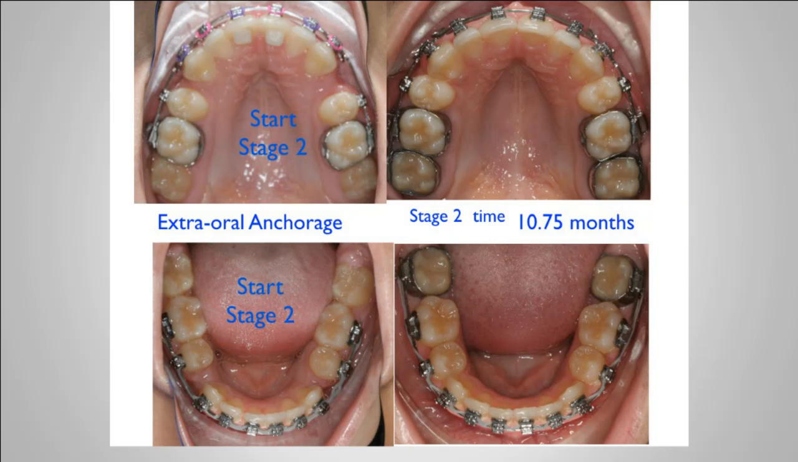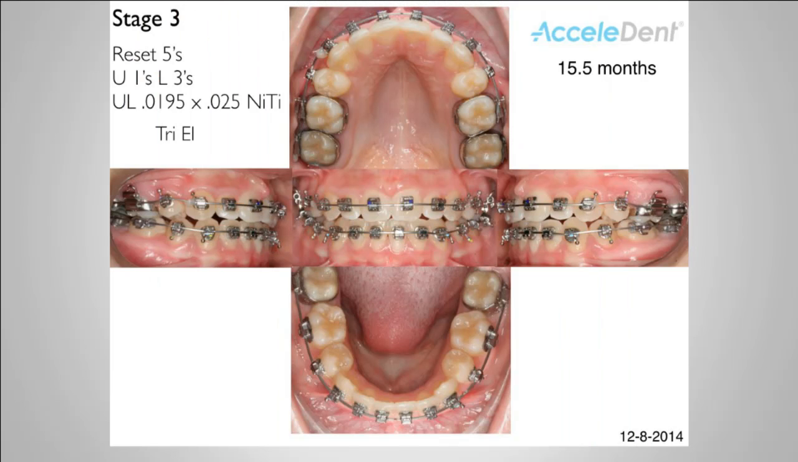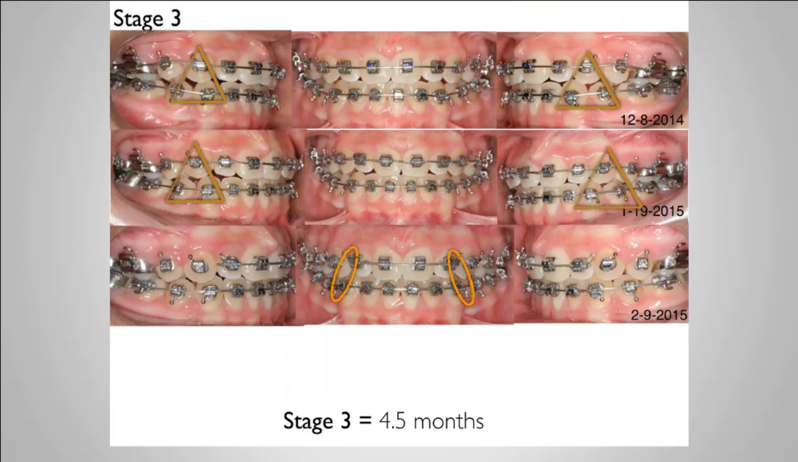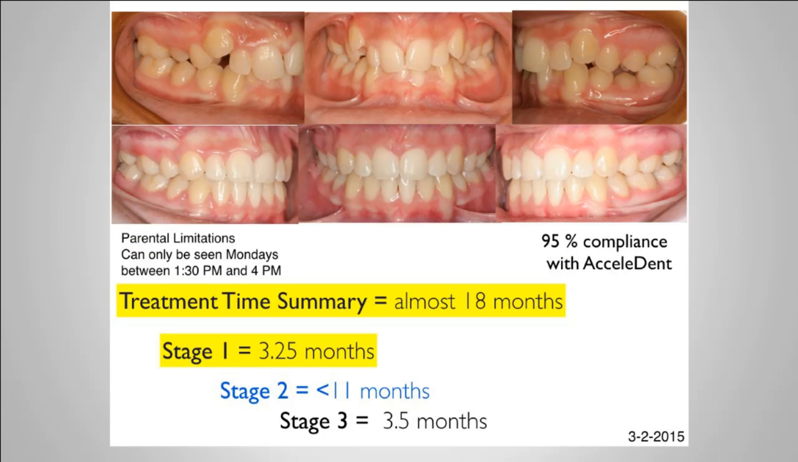We started stage 1 on the left, finishing stage 2 on the right, 10.5 months. Now we're ready at 15 months for stage 3. We reset brackets. We put the biggest nickel titanium wire in we can, use some triangular elastics nighttime as needed, section the wires as needed as you see to get the vertical overbite we need, and treatment time almost 18 months.